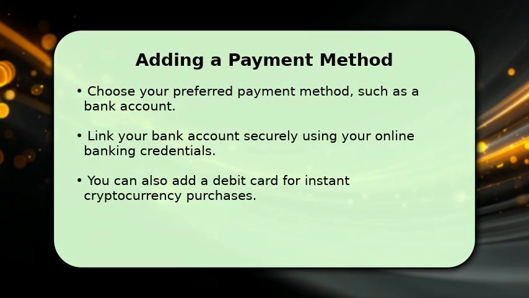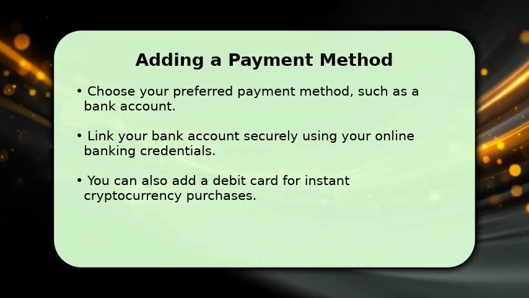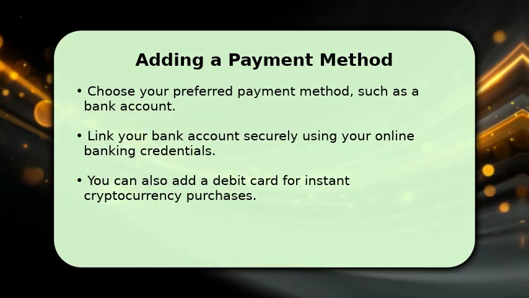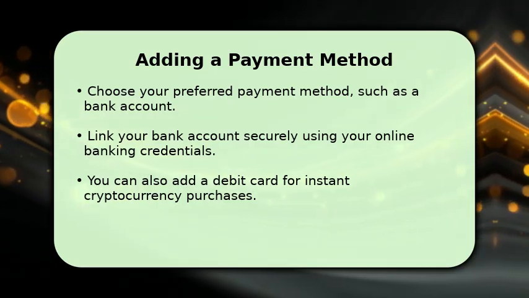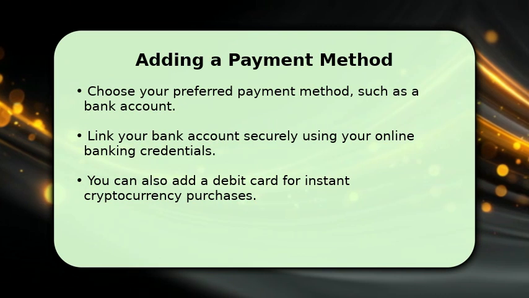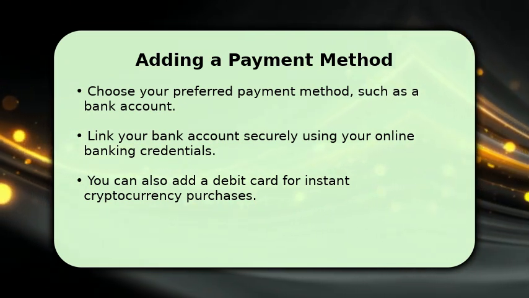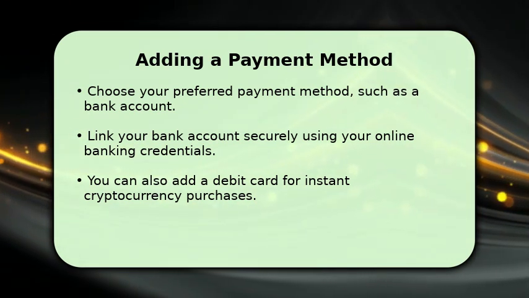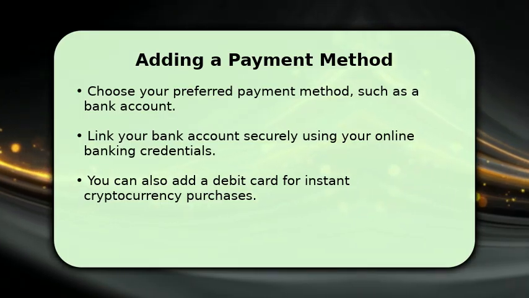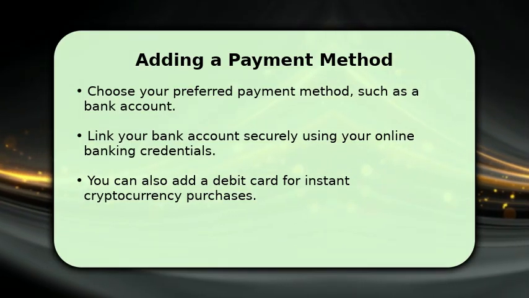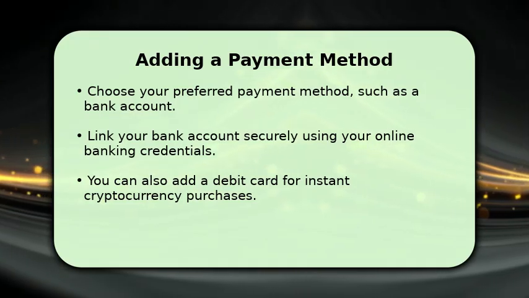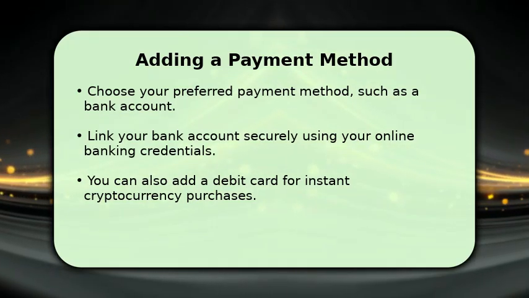Once your identity is verified, it's time to link a payment method. You can choose to connect a bank account, which is a common option. You'll securely link it using your online banking login. Alternatively, you can add a debit card for faster transactions, allowing you to buy cryptocurrency almost instantly. Coinbase supports various payment options to suit your needs, making funding your account straightforward.